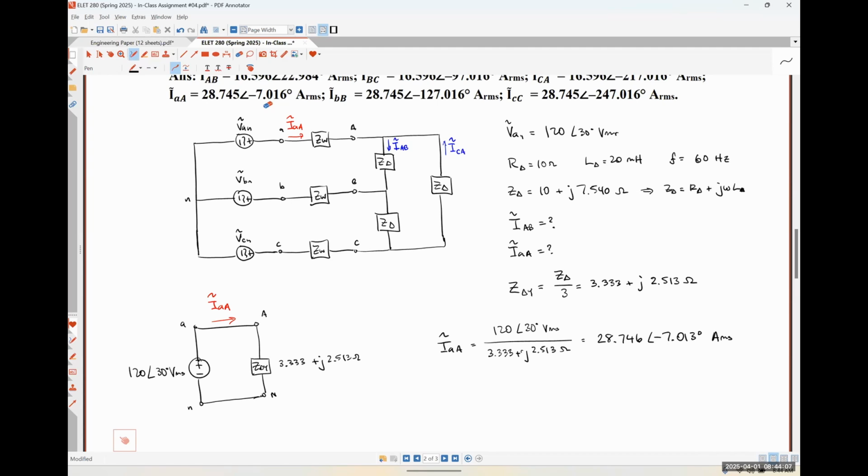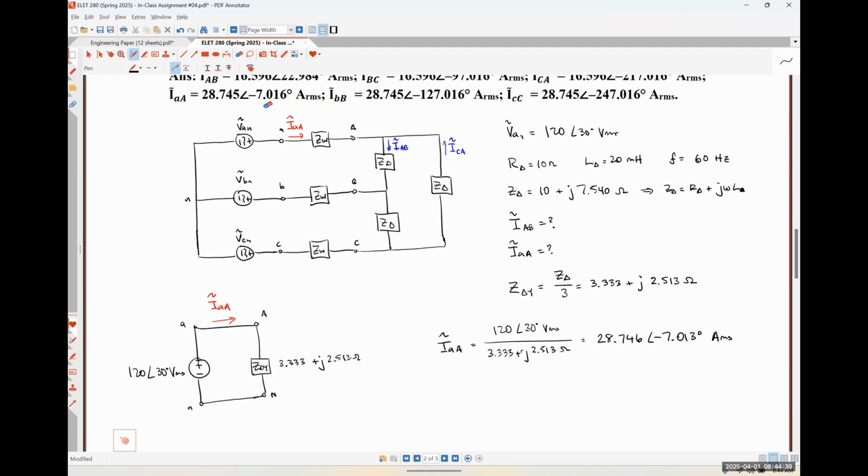Obviously, we would get IBB by simply subtracting 120 from that negative 7.013 degrees. We get ICC by subtracting 240 from that. I'm not going to bother with that explicitly here because I want to make sure that I've got plenty enough room for what we're going to do next. So let's talk about the 2 different ways that we could solve for that phase current IAB.